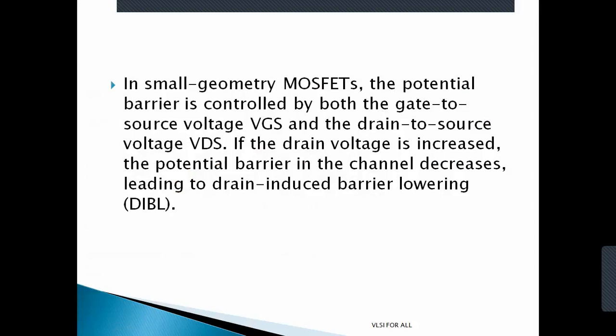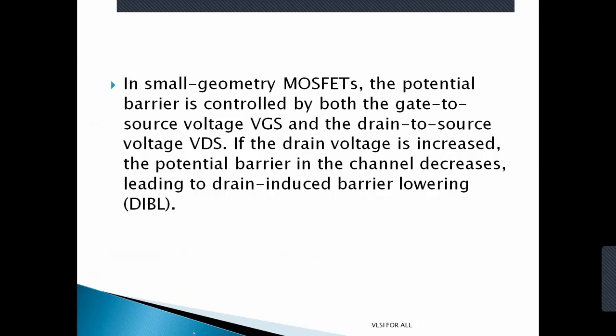So how does current flow in the MOSFET? Current flow in the channel depends on creating and sustaining the inversion layer on the surface, as we have discussed. If the gate bias voltage is not sufficient to invert the surface, if gate to source voltage is less than threshold voltage, then there will not be any inversion layer, so electrons in the channel face a potential barrier. Due to that, current will not flow in the channel or in the device.